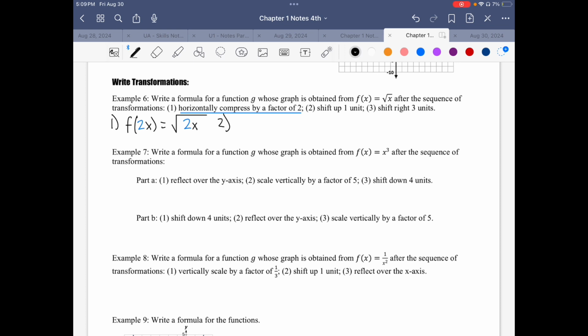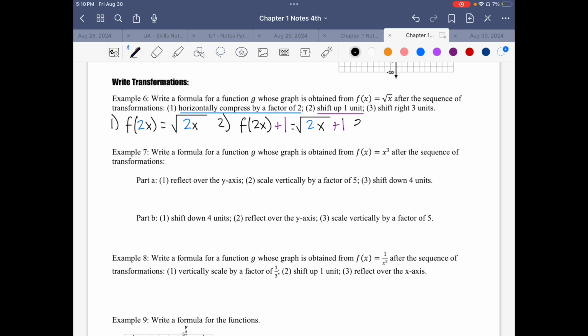The second step is to shift up by 1 unit. So shifting up by 1 unit would take this f of 2x that we have and add 1 on the outside of it, which of course would result in the square root of 2x still being present, but having a +1 on the outside of that function.